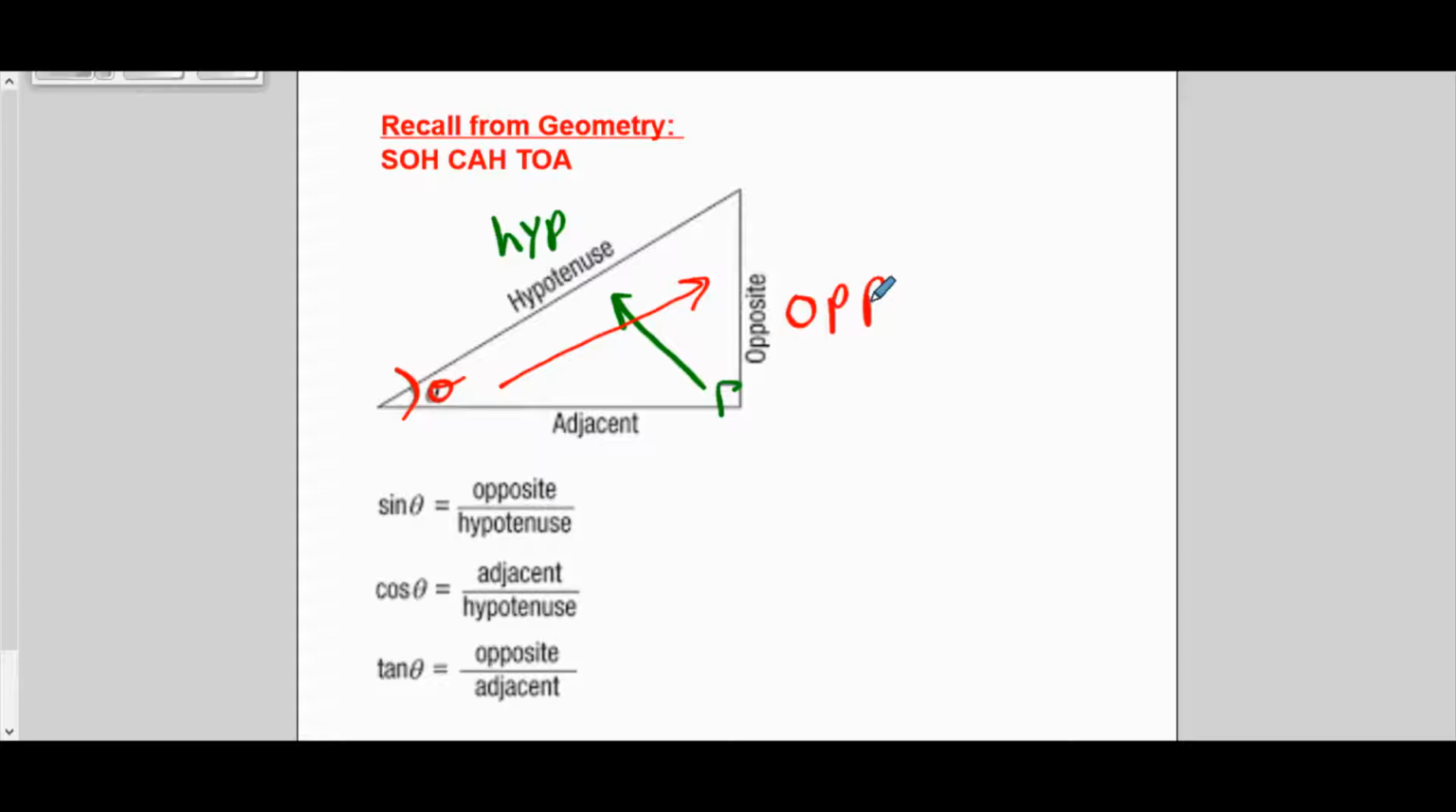And then the additional side is the side that touches theta and the right angle. This side was called the adjacent side. So we had three trig functions that we went over. We had sine of theta, where sine was opposite over hypotenuse. And if you'll recall, the way that we remembered sine was that it was SOH. So sine is opposite over hypotenuse.